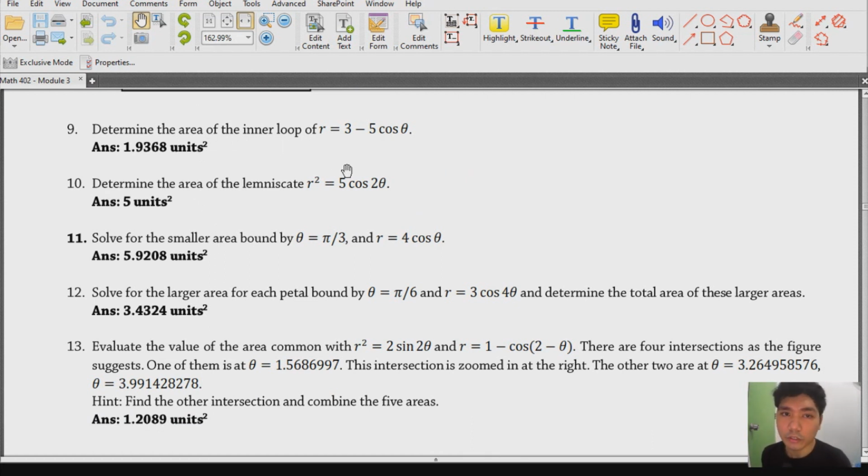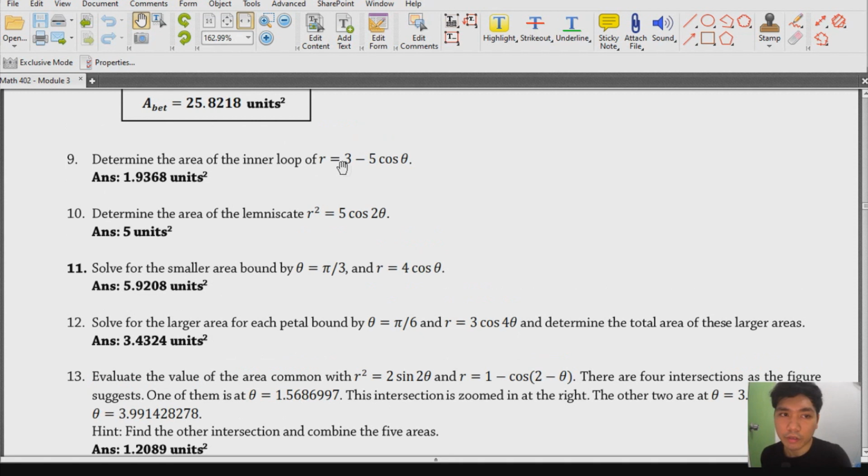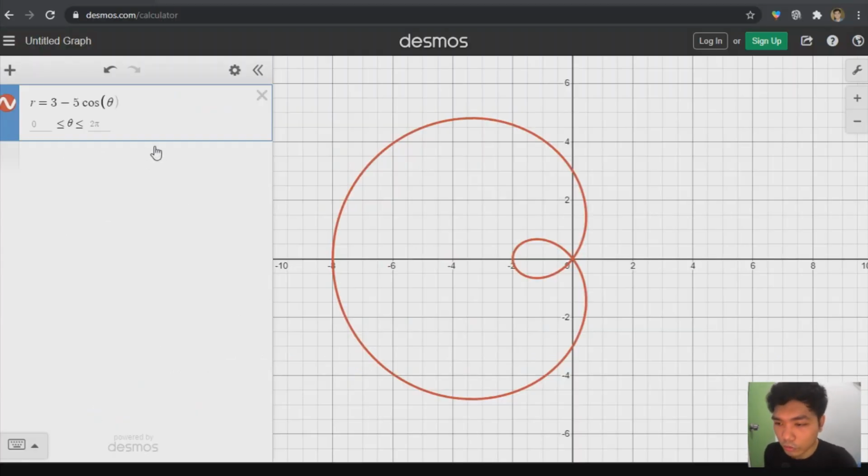Determine the area of the inner loop of 3 minus 5 cosine theta. So, inner loop lang yung hahanapin natin. Now, you can go to Desmos again and then graph it. So, ito yung magiging graph na. That is Limaçon facing at the left wherein you have an inner loop kasi 3 over 5 is actually less than 1. So, ano ba yung goal natin dito? Ang goal natin dito is we need to determine yung area on the inner loop. So, ito talaga yung hahanapin natin dyan.